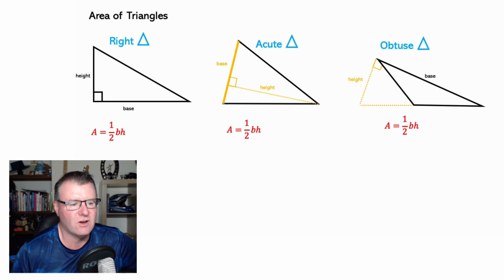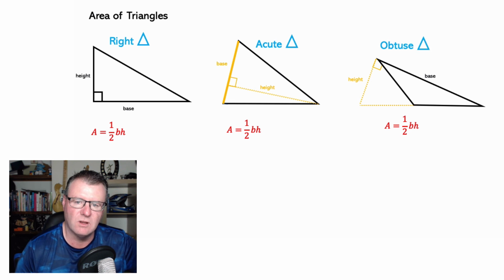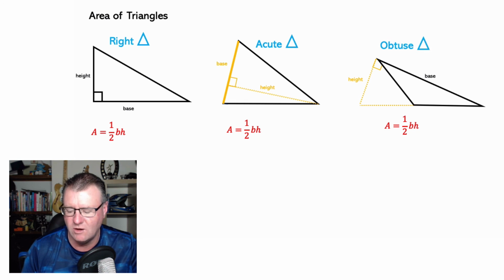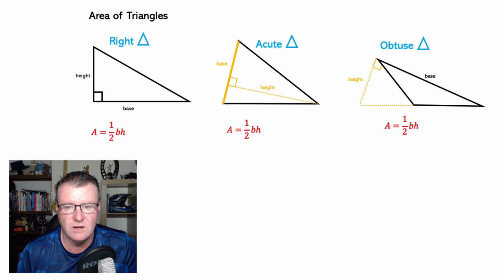Okay, they're the three different types of triangles you might get where you need to apply the area formula, half base times height. You've just got to identify where the vertical height is. It might be inside the triangle. It might be outside.